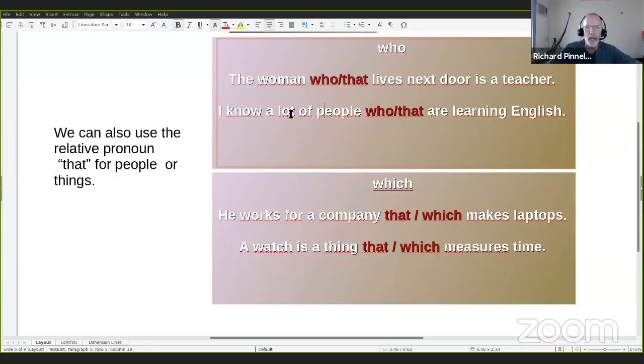Another example, I know a lot of people who are learning English. I know a lot of people that are learning English. So in these two examples, and in all the examples that we've seen with people, we can replace the who with that. And if the subject of the relative clause is a thing, we can replace the which with that. So we can use that.